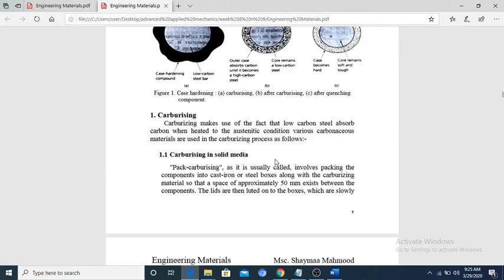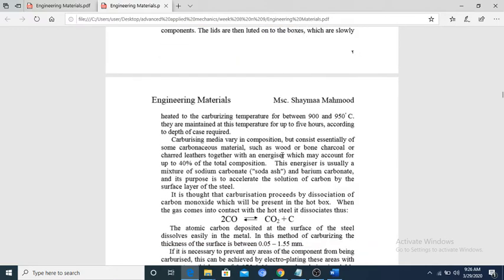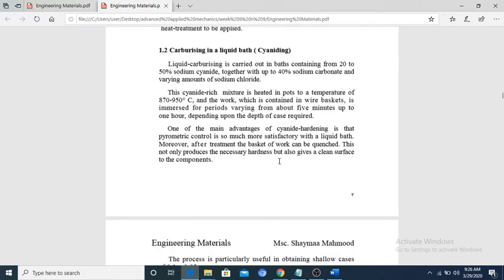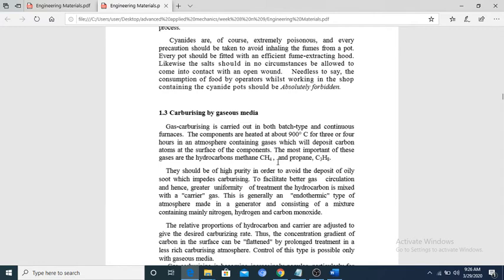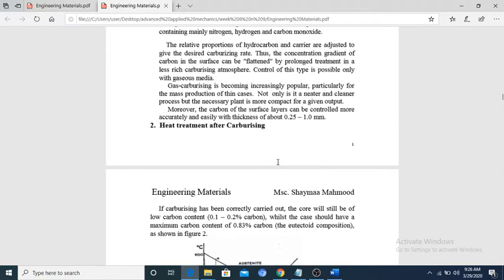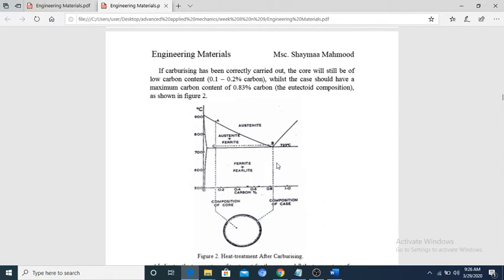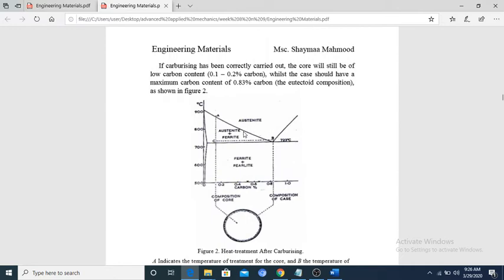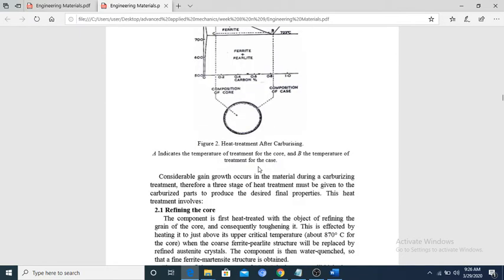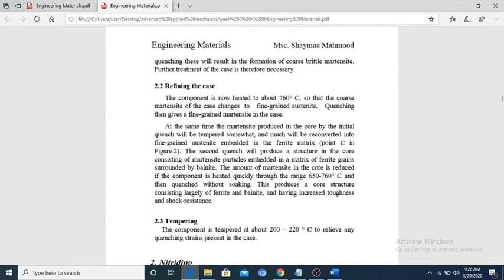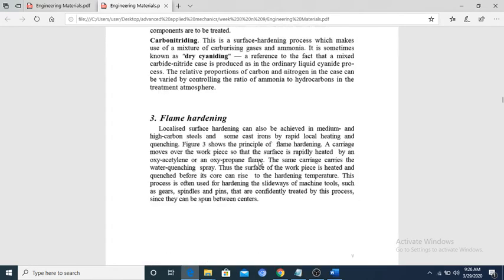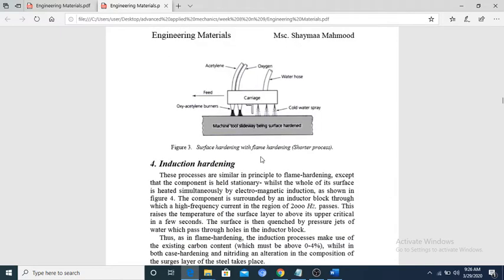Carburizing makes use of the fact that carbon steel absorbs carbon when heated to austenitic conditions, whereas carbonaceous materials are used in the carburizing process as follows. So we have carburizing in solid media, carburizing in a liquid bath, and carburizing in gaseous media. And then we have the heat treatment after carburizing. So we have austenite, austenite plus ferrite, ferrite plus pearlite, and so on. So you can go through this topic, flame hardening, induction hardening.